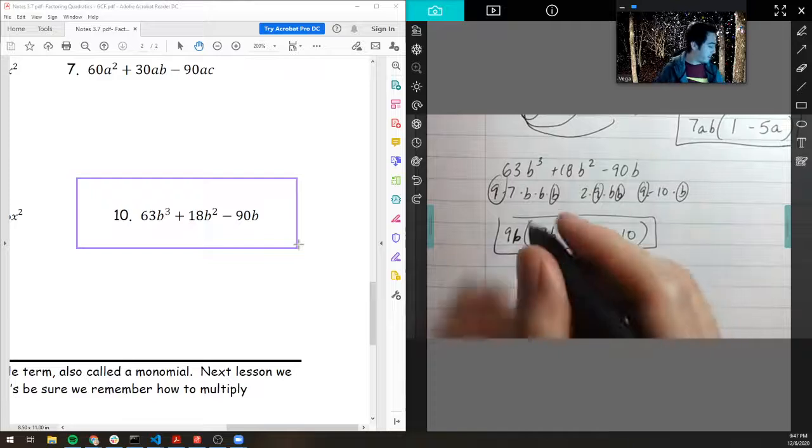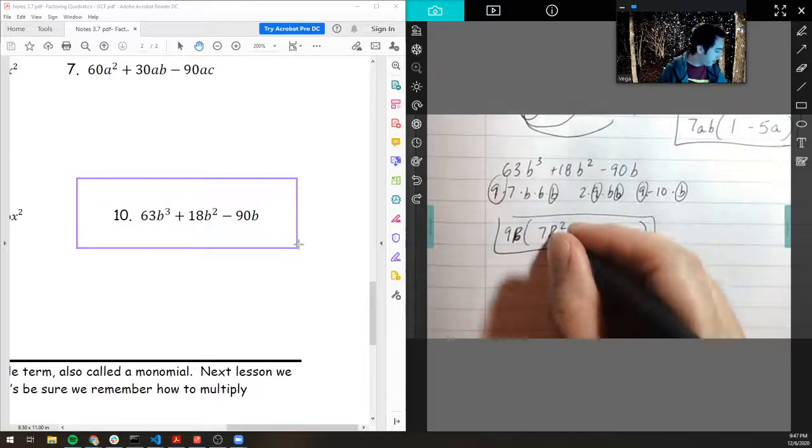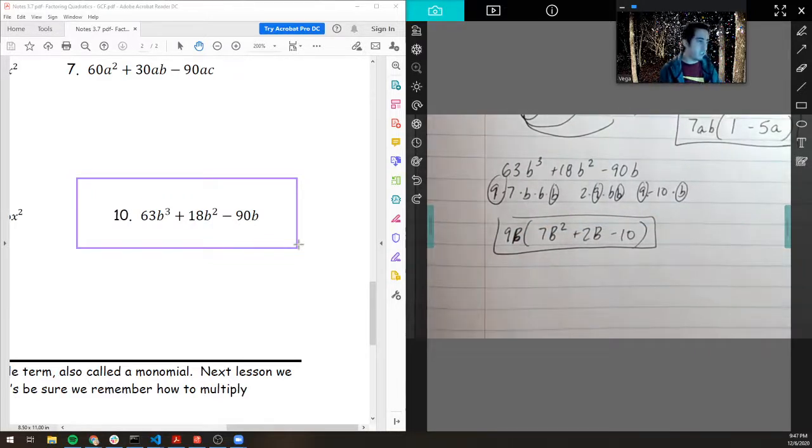I guess you could change that if you want. If you want to make it a capital B, that makes it easier to tell what it is. But 9b times all that. So again, that's factoring. Let's do one more.